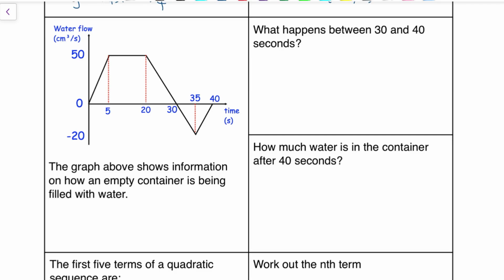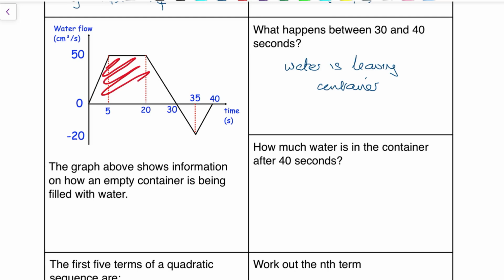What happens between 30 and 40? Well, because this is a negative value, in other words underneath the axis, that means that water is, well, let's read it. The graph shows an empty container filled with water. So water is leaving the container. I'm just putting that in context based on the question. And then the next part of the question says, how much water is in the container after 40 seconds? Well, let's do it separately.